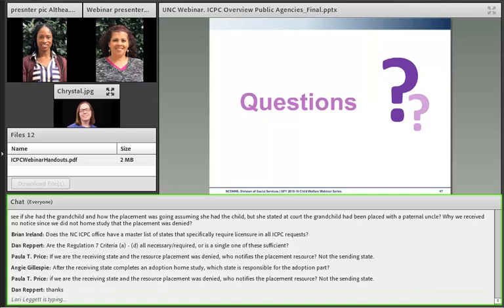Does the NC ICPC office have a master list of states that specifically require licensure in all ICPC requests? Hello. So we typically refer to the ICPC state pages website to keep updated. Some states change when they require licensure. So we ourselves always have to refer back to the ICPC state page to make sure what the latest requirement is for a state. So we don't really have a master list because it's always changing from state to state.